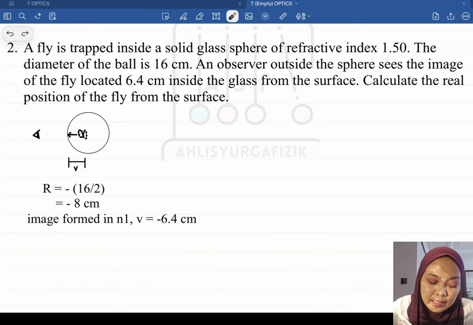Another thing is the image formed in N1 is V, which is negative 6.4 centimeters. Why do we know that? Because even though it didn't say anything about the negative sign, the image is inside the glass, which is on the same side as the object, so it shows that this image is virtual. Remember that if the image is formed on the same side as the object, we have to add in the negative sign because it shows that this image is virtual.